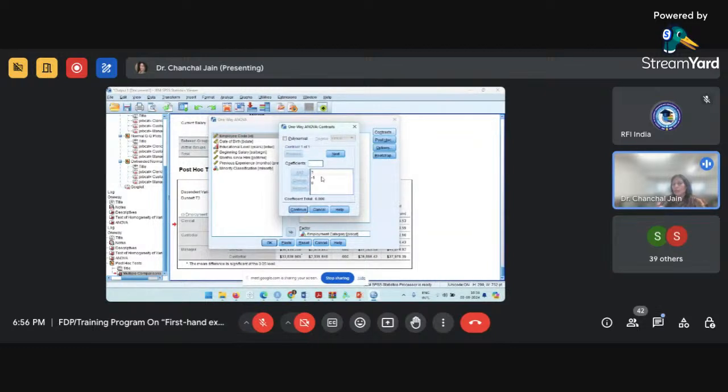It is not that you always need to use one only. You can use any number, but you need to make sure that the coefficient total is always 0. Whatever number you take for the first category you are comparing, take the same number with the minus sign for the next category. Is it clear? Yes, ma'am. Press continue.